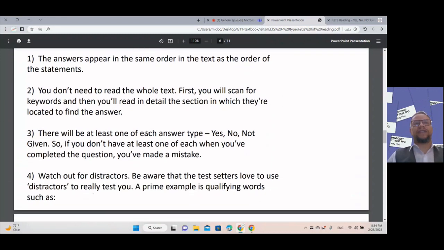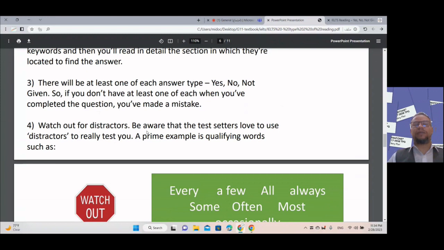The second secret or tip is that you don't need to read the whole text. As I taught you in IELTS academic reading, don't read the whole passage. First you will scan, as I taught you, then skim keywords, and then you will read in detail the section in which they are located to find the answer about the keywords.